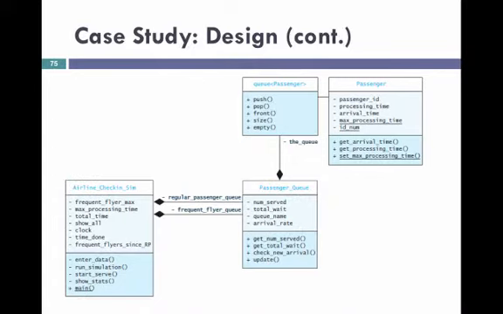Here are some UML diagrams that show the different classes and their methods and data fields. And then here are some relationships. This is the has-a relationship in UML. So our queue class has a passenger queue, and our airline simulator has a passenger queue of regular passengers and frequent flyer passengers.